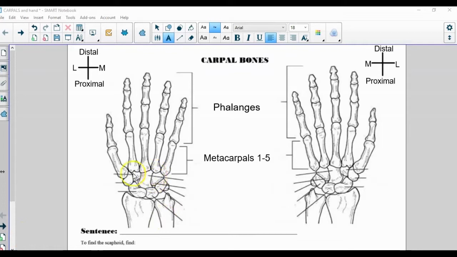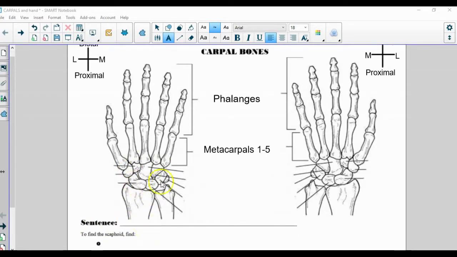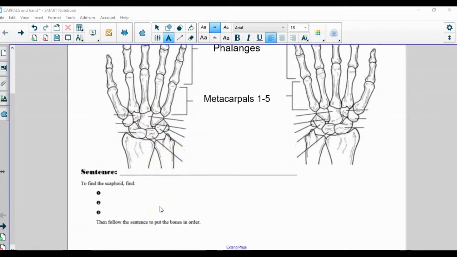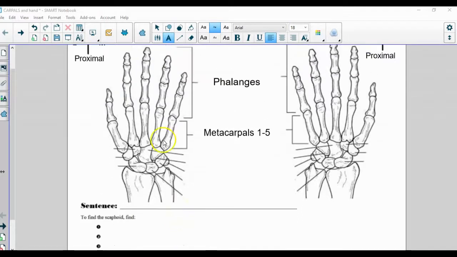So I'm going to walk you through how to recognize these 8 bones in this vicinity. I'm going to give you a helpful sentence to help you remember the order of these bones and also just some helpful tips and tricks along the way. So let's get started. We're concentrating on this area in the wrist. These are called the carpal bones, and as I said before, there are 8.